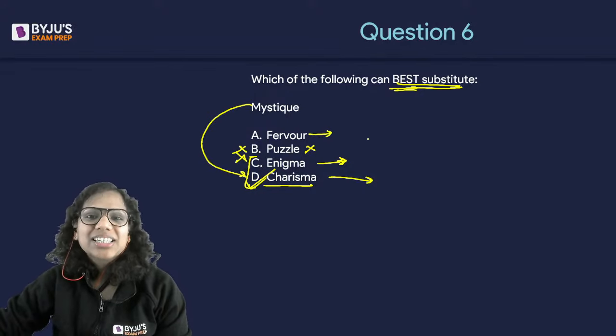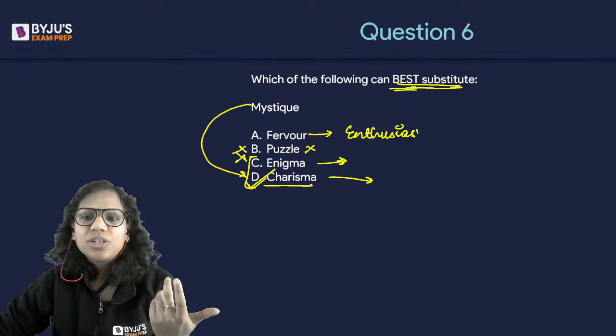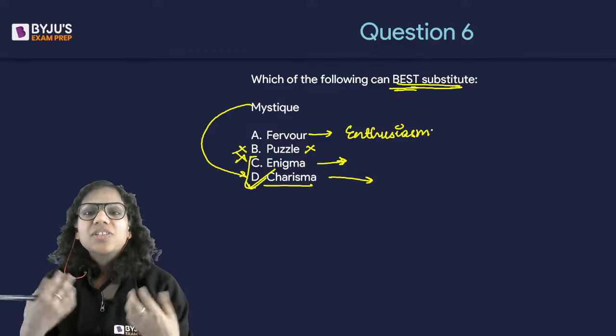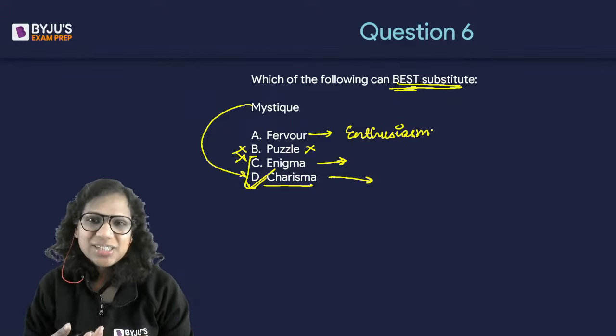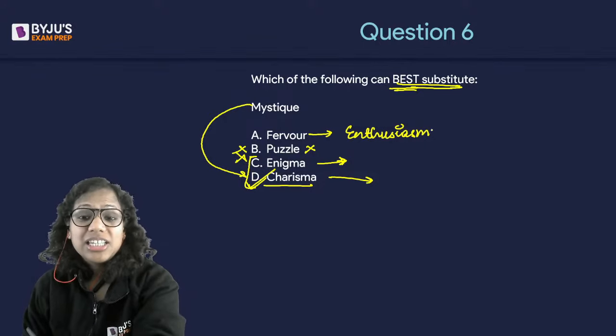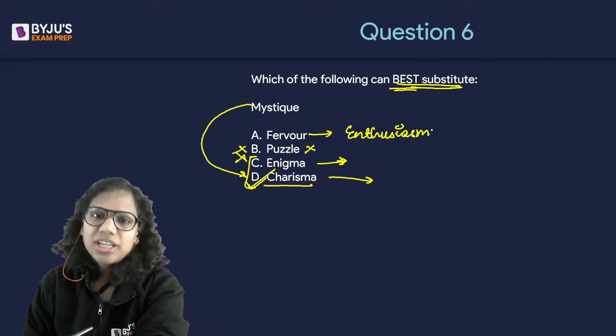Fervor is enthusiasm. So if I say XYZ festival is celebrated in our vicinity with a lot of fervor, that means it's celebrated with a lot of enthusiasm, right? So our answer is D here. I hope you'll remember that charisma is the better choice here and not enigma.